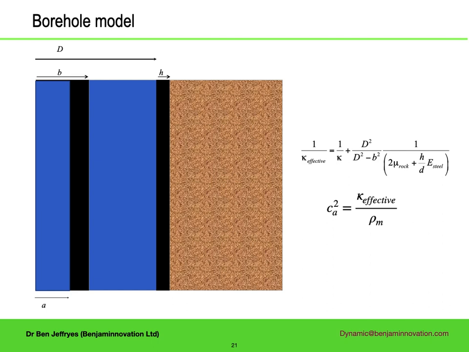Outside the borehole is a casing of thickness H and a rock with shear modulus mu. This results in a lower effective bulk modulus for the fluid in the annulus than for the fluid in the pipe.